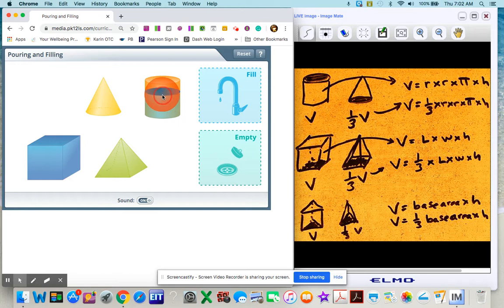Now if I try and fill another one, let's see what happens. I'll try and dump this in here. Huh, do you see how it didn't take a whole? If you look at the relationship between these, the volume of the cylinder times 2/3 would equal the volume of the sphere, or I'd need 1.5 spheres to actually fill the cylinder. And here's something interesting to play around with if I empty both of these.